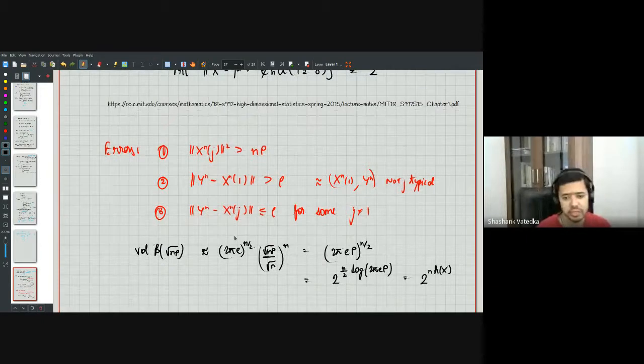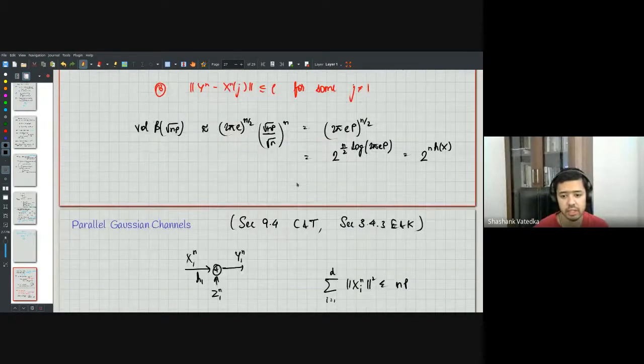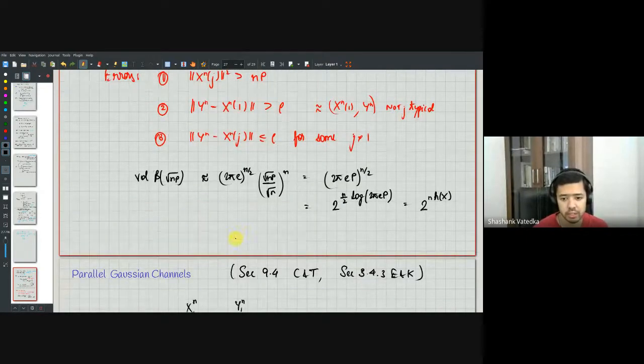So in a very similar fashion, just identical to what you did for the discrete case, you can compute each of these probabilities and show that all of them decay exponentially in n. So the overall probability of error also decays exponentially in n as long as the rate is less than half log of 1 plus P over sigma square.